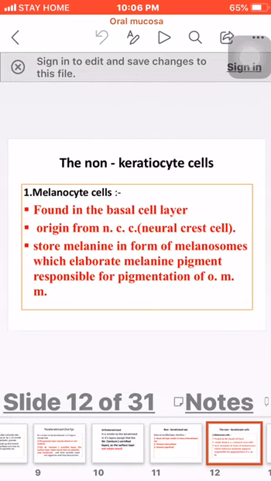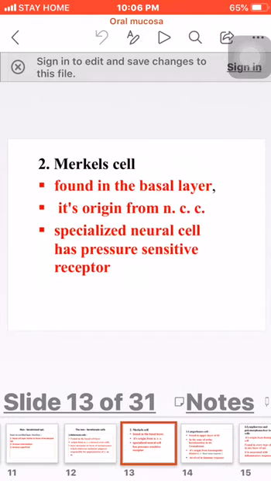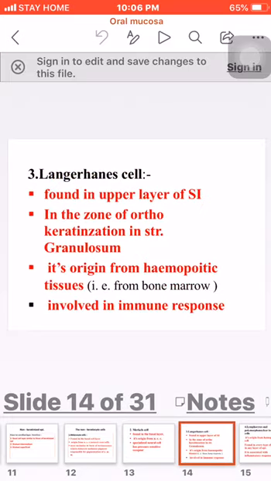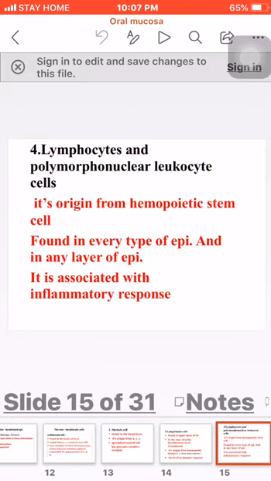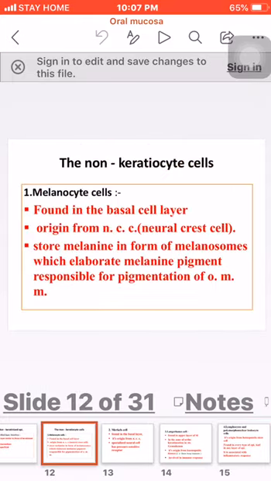We have other cells, which are non-keratinocyte cells, including melanocyte, Merkel cell, Langerhans cell, lymphocyte, and polymorphonuclear leukocyte cells. The melanocyte is found in the basal cell layer. Its origin is the neural crest cell. Its function is to store melanin in the form of melanosomes, and it is responsible for the pigmentation of the oral mucosa.